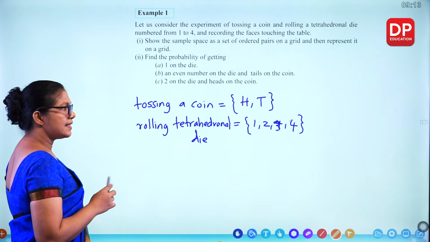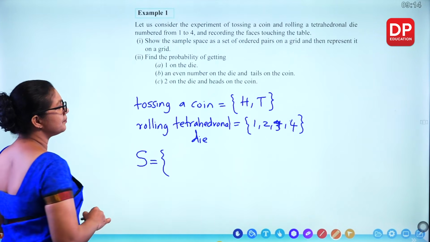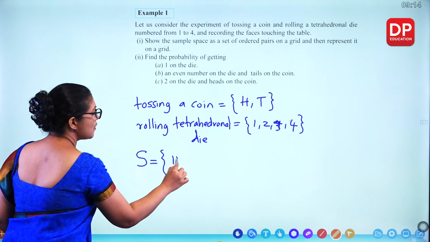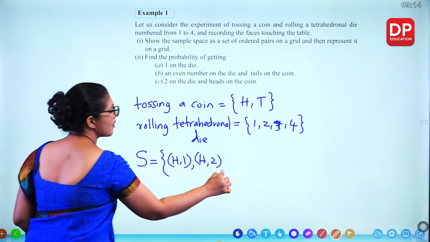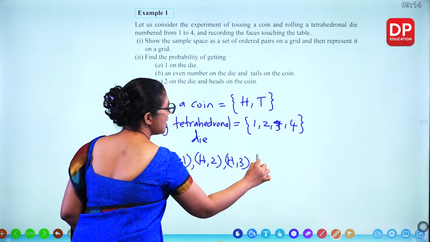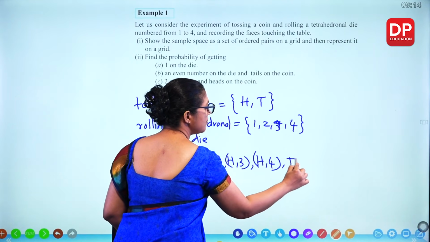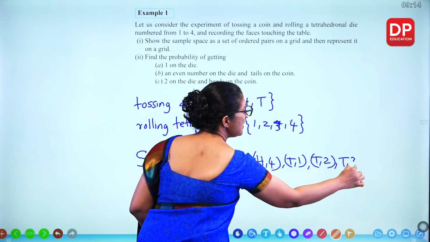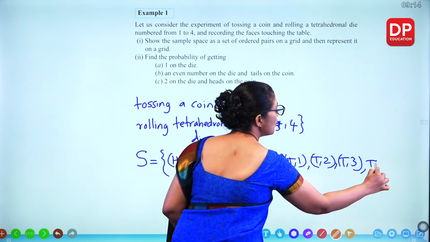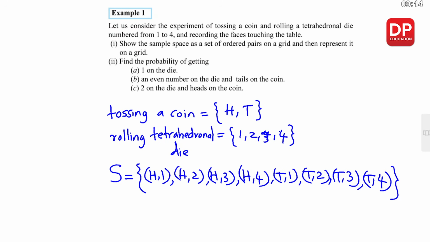And what are the possibilities we can get? We can get as a sample space head with 1, head with 2, head with 3, head with 4, as well as tail with 1, tail with 2, tail with 3 and tail with 4. So those are all the possible outcomes when you toss a coin and a tetrahedral die.